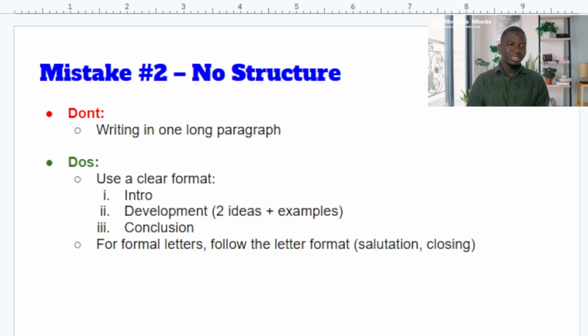What you should do instead is to use a clear structure. If it's like the last task where you are writing your opinion about something, you can start with an introduction, a development, and a conclusion. In the introduction you will state your argument, your opinion, and then in the development you will state an argument and give an example, then a second argument and give an example, and then you will finish with the conclusion.